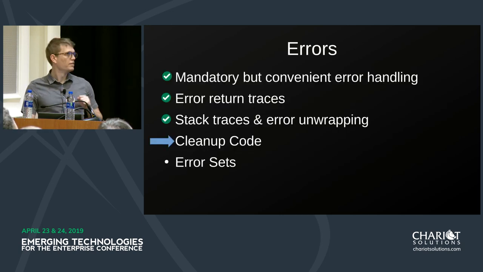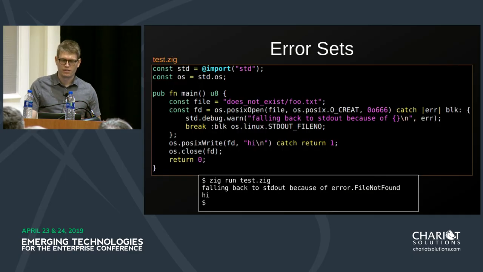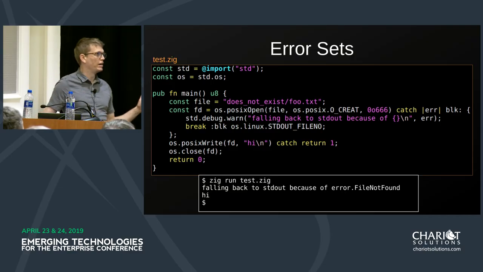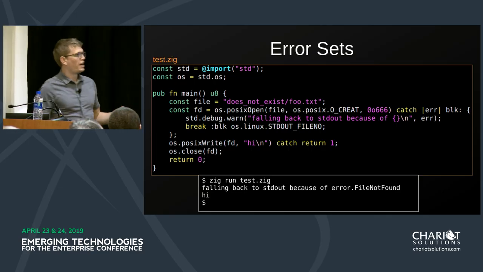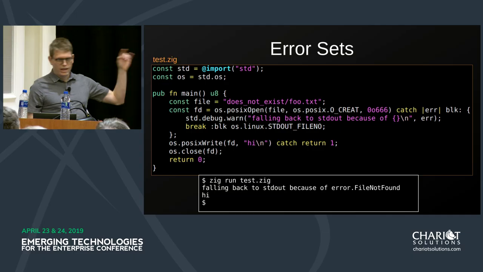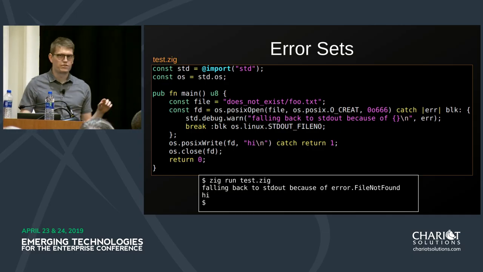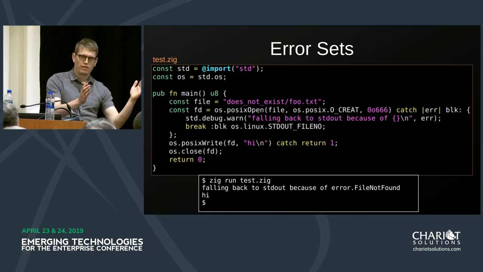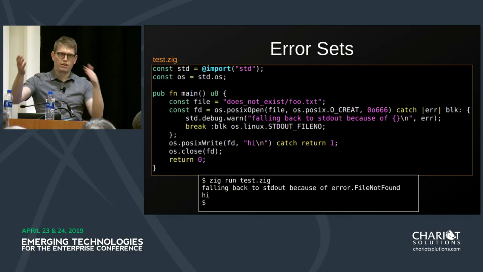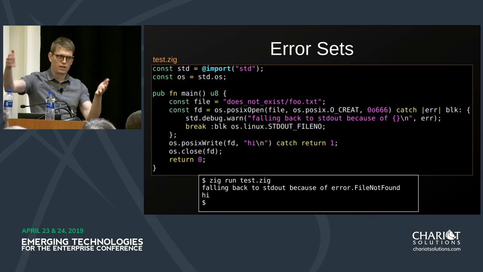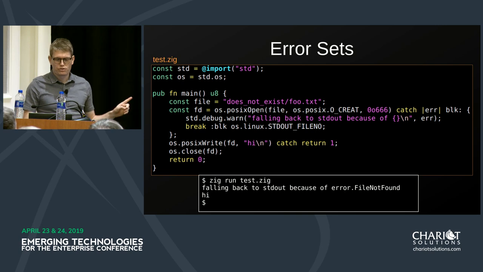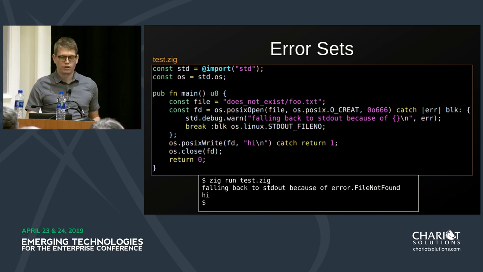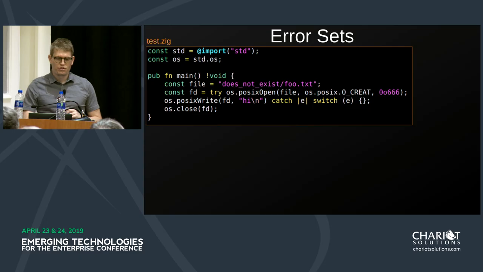Let's look at error sets. So once again, I want to turn to this example here. And I'm showing you the final option that Zig is going to give you for handling errors. This is catch. And what catch does is it's sort of like a default. It says, if you had an error, here's what you need to do instead to get the value. I want to show you this so that I can show you what happens if you switch on the error code. So let me show you that.